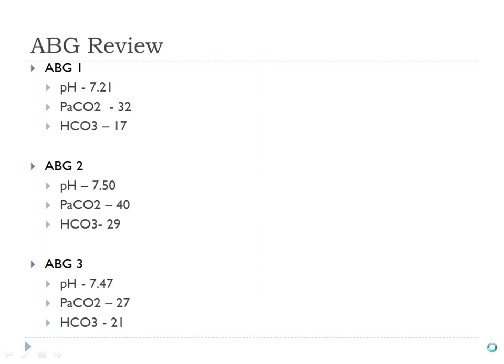First name on ABG2? Uncompensated, because the pH is abnormal. What's the last name? Alkalosis, because the pH is high. Which of these is causing alkalosis? It's going to be your metabolic, right? Because the PCO2 here is normal, yeah.